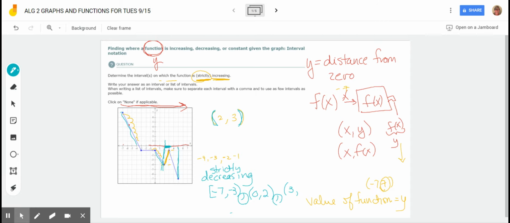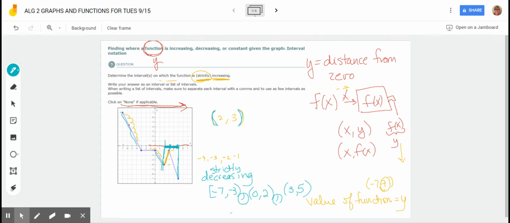Okay, so here, between 3 and 5, the y value is also decreasing. If you don't want to say function, say y value. The y value is decreasing. So it's between 3 and 5. And that's the answer for that one.